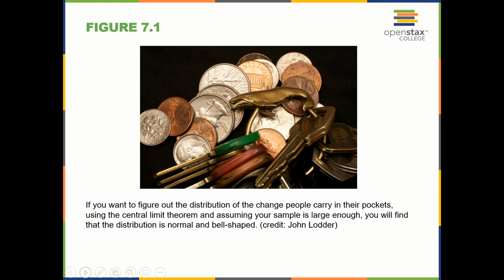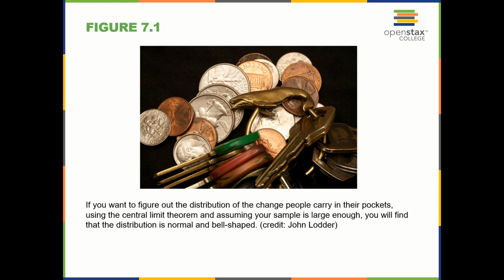If you want to figure out the distribution of the change people carry in their pockets using the central limit theorem and assuming your sample is large enough, you will find that the distribution is normal and bell-shaped. So what are we talking about here? We're talking about finding averages from your population.